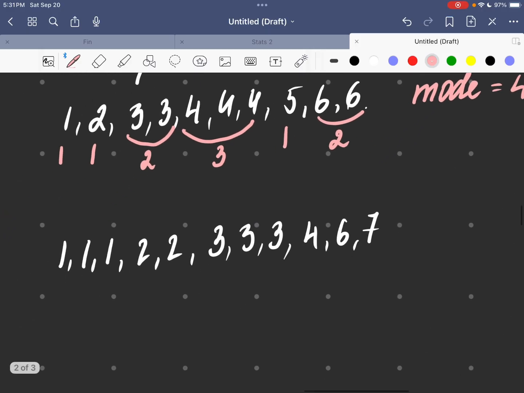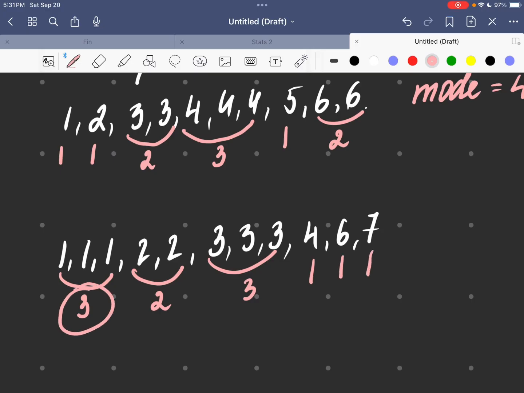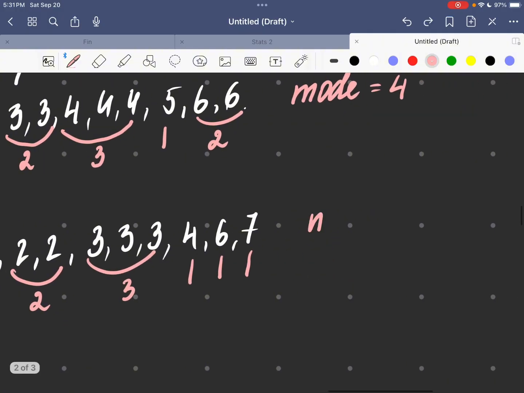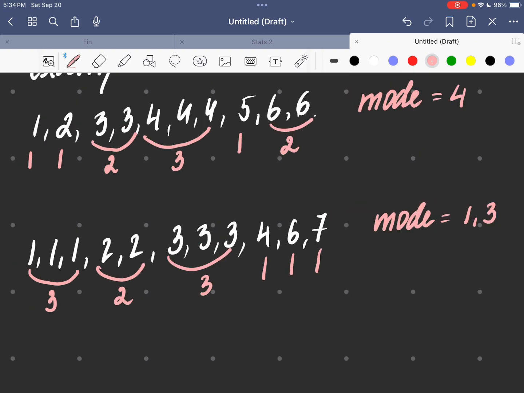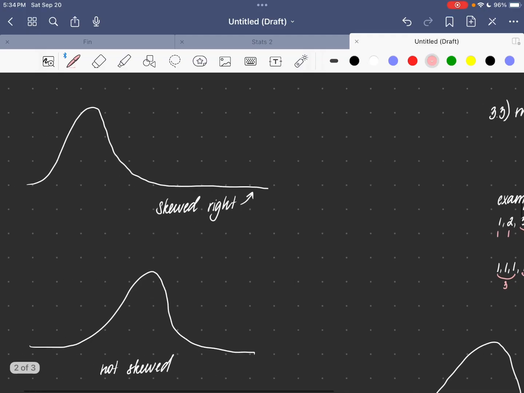Next one, we have 3 1s, 2 2s, 3 3s, then 1 4, 1 6, and 1 7. So we have two more common values because we have 3 1s here and 3 3s. So what do we do in this case? We just put two modes. We say mode is equal to 1 and it's equal to 3. It's okay to put two modes, but if you have to put more than 3 modes, the mode by itself becomes a pretty poor indicator because there's just way too many common values. So with that in mind, we're going to move on to the skewness.